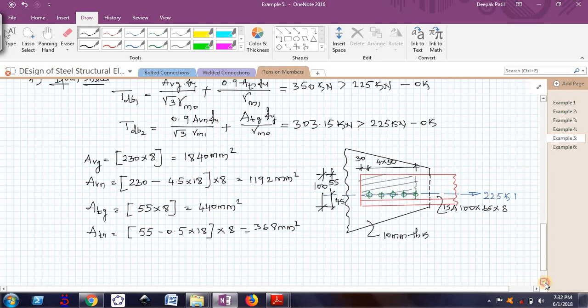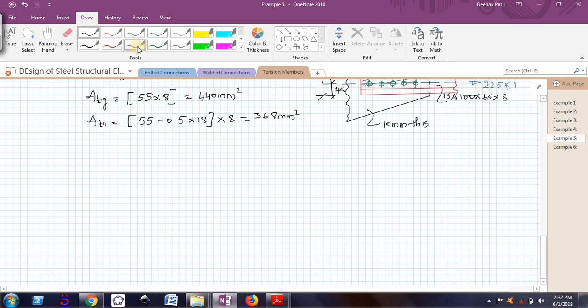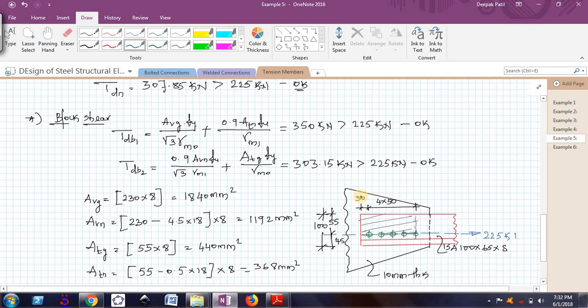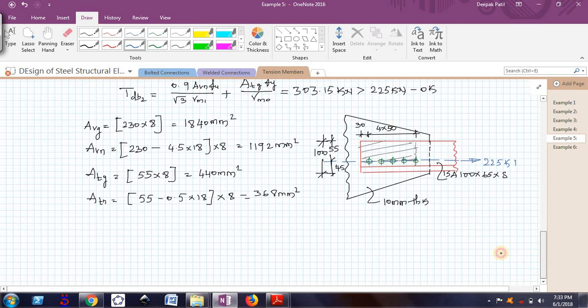So we can see that TDG, TDN, TDB1 and TDB2 are all more than 225 kilonewton. Hence this angle, ISA 100 by 65 by 8 with the 100 mm leg connected to the 10 mm thick gusset plate with 5 bolts in one row, can take a load of 225 kilonewton. So the design is okay. This is how we need to design.